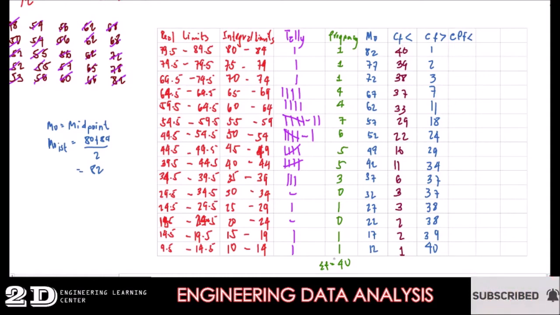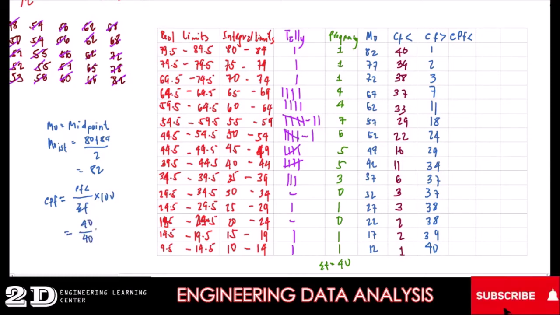Then you will divide it by the total number of frequency. It is 40. Then the answer will be multiplied by 100 because this is a percentage. So CPF, that is equal to the CF less than of the interval over the total number of frequency times 100. So for the first example, we have 40 over 40, so this is equal to 100%. Then for the next one, this is 39 over 40.